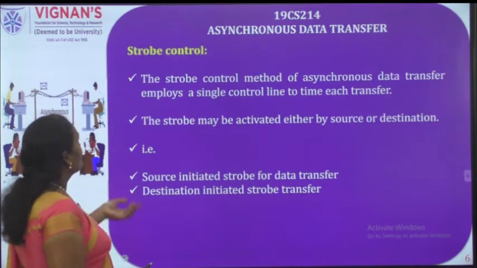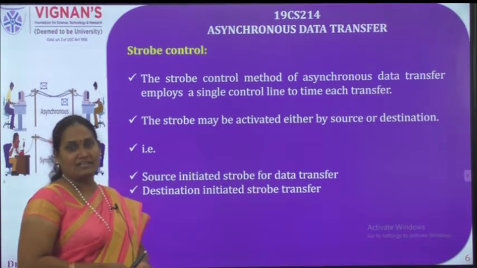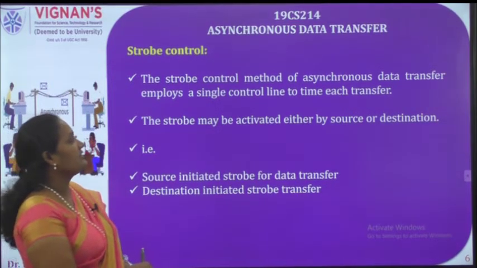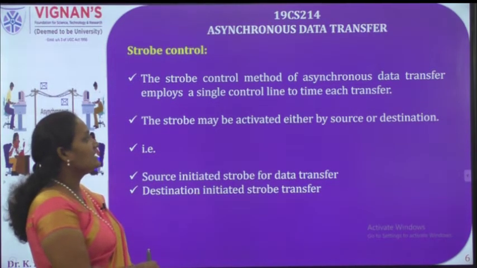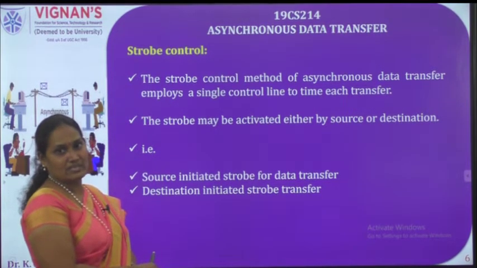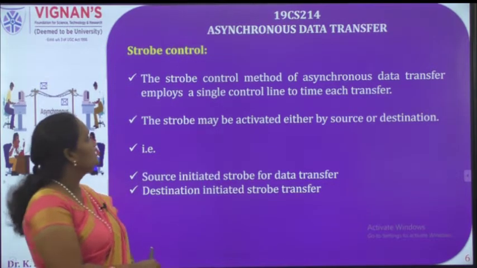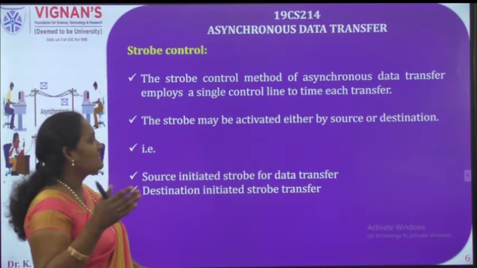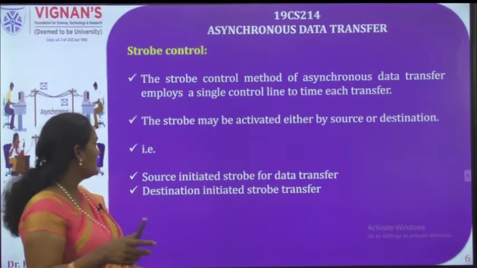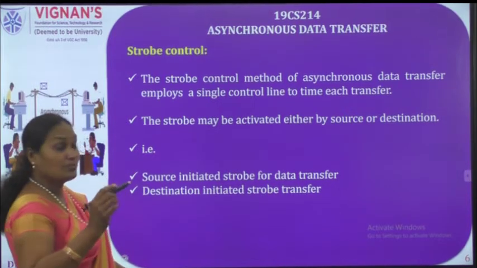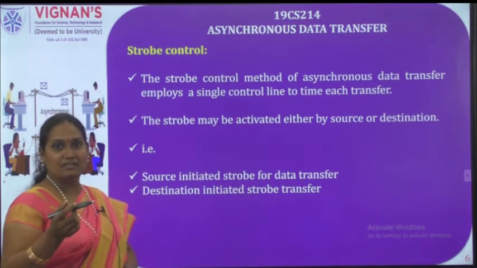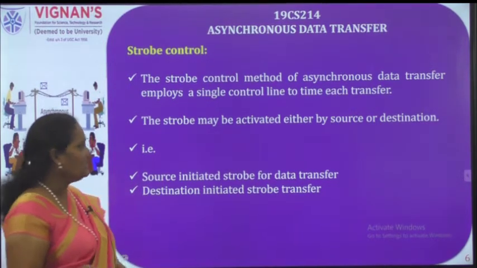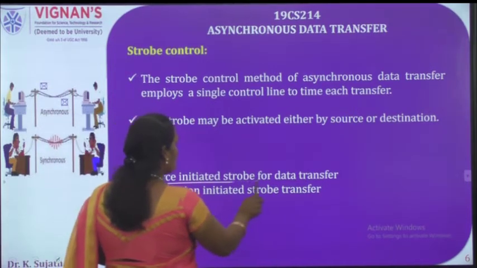Now coming to strobe control, first we are going to discuss the strobe control method, later we will discuss the handshaking method. The strobe control method of asynchronous data transfer employs a single control line to time each transfer, to indicate the time of each transfer. So it is having only a single control line. Now the strobe may be activated either by the source or by the destination. So the strobe control signal, the control signal that we want to send for indicating the time of transfer, can be initiated by either the source or the destination. If it is activated by the source, that is called source initiated strobe.